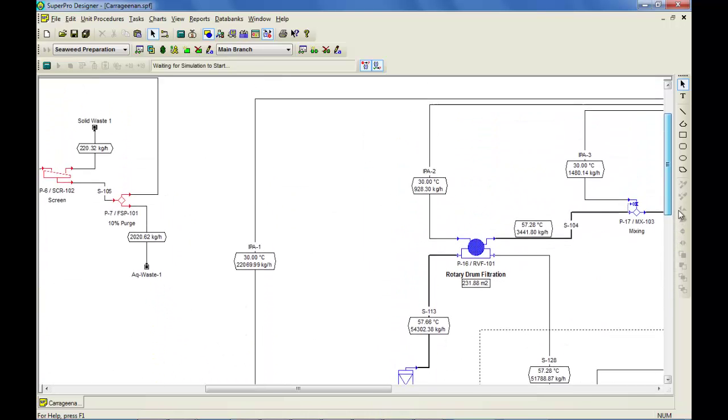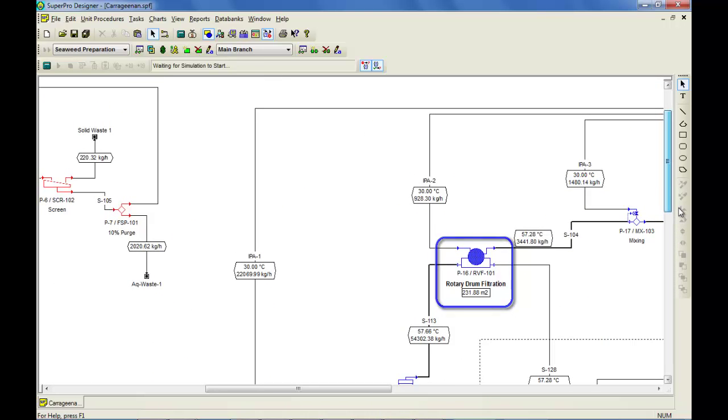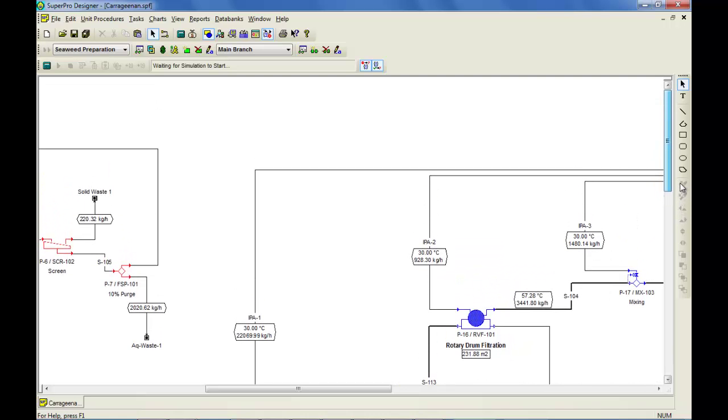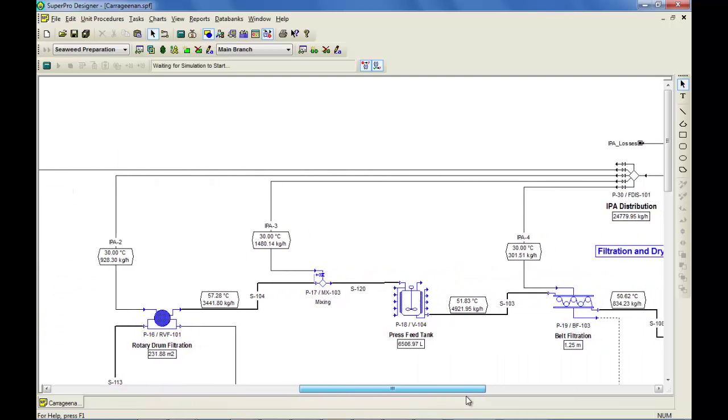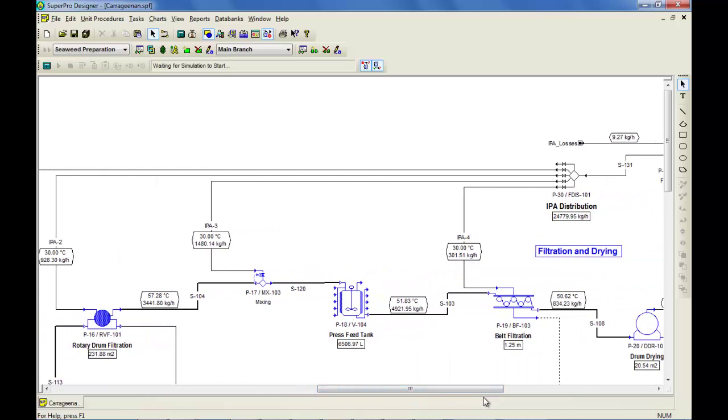The slurry then enters a drum filter, which separates the precipitated carrageenans from the IPA solution. The drum filter utilizes additional IPA solution to wash the carrageenan gel. The filtrate IPA solution from the filter is sent to the distillation column for dewatering, recovery, and reuse. Meanwhile, the product stream is mixed with additional IPA and sent to the press feed tank.